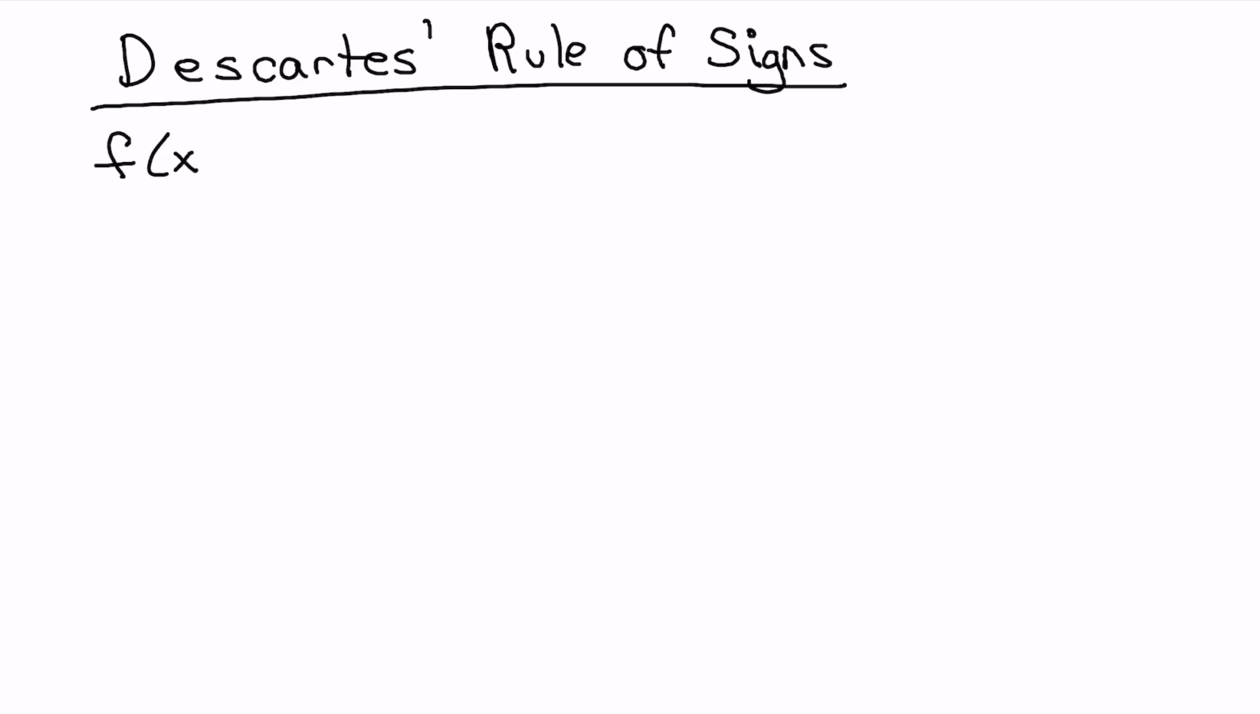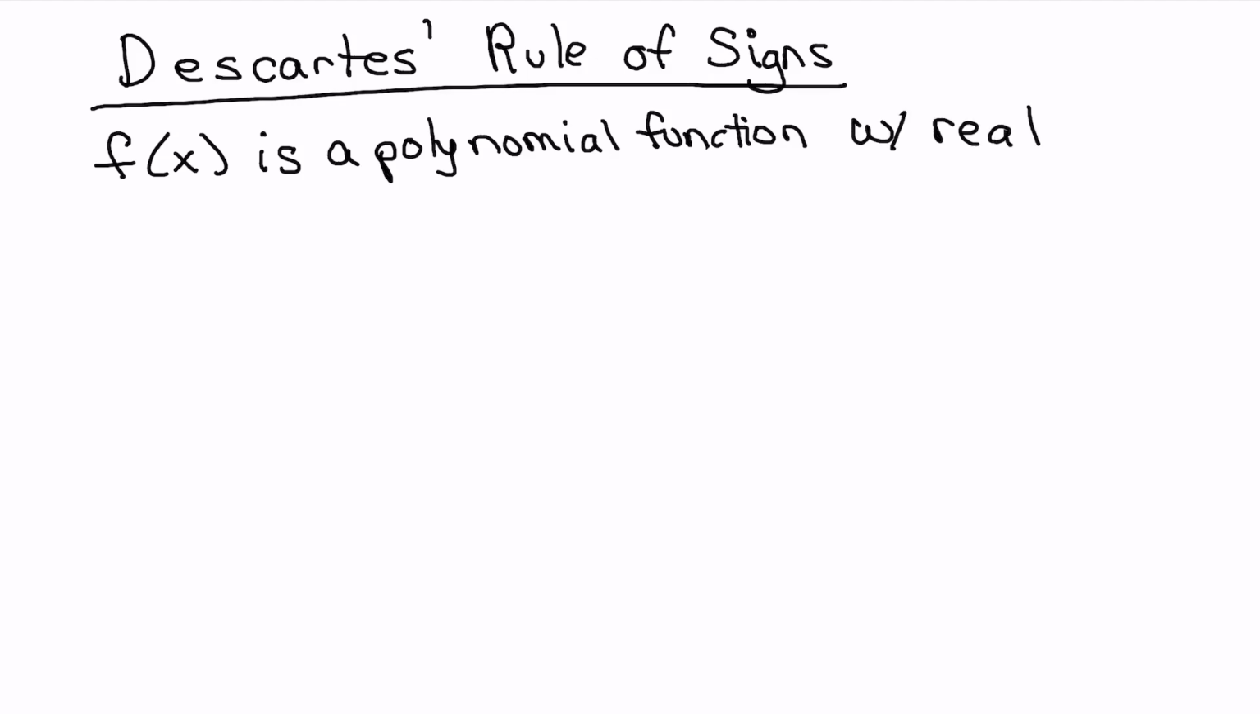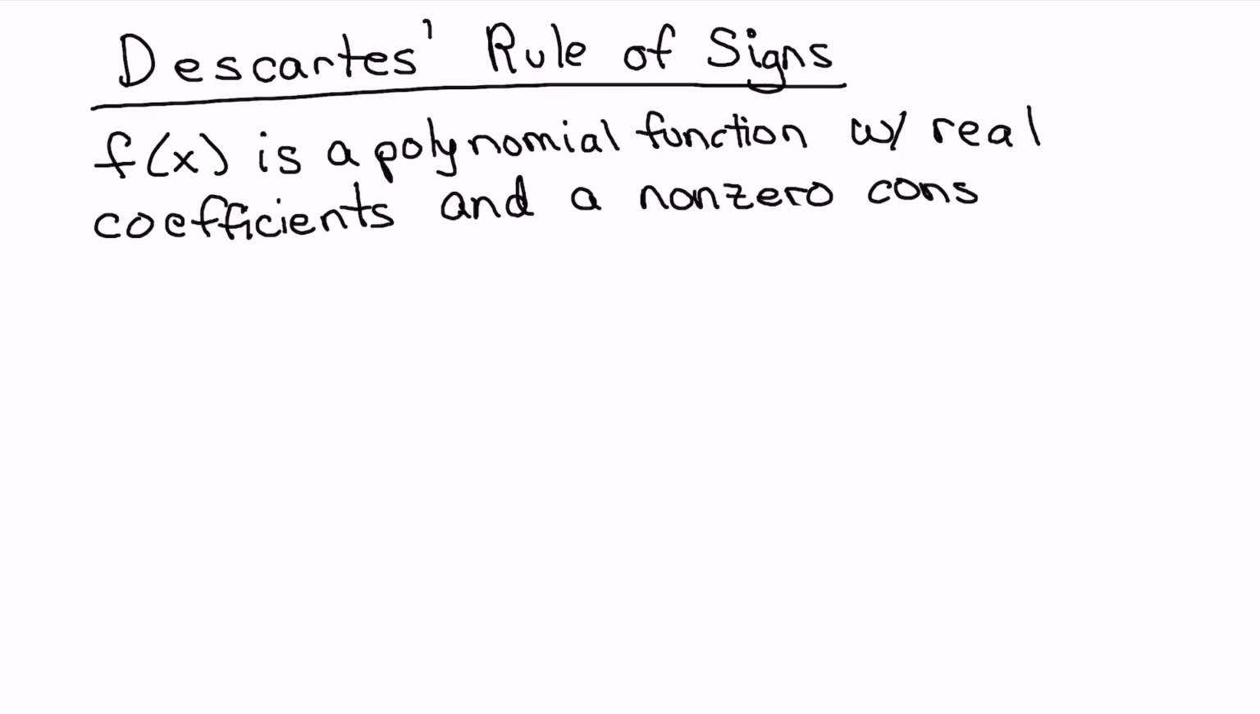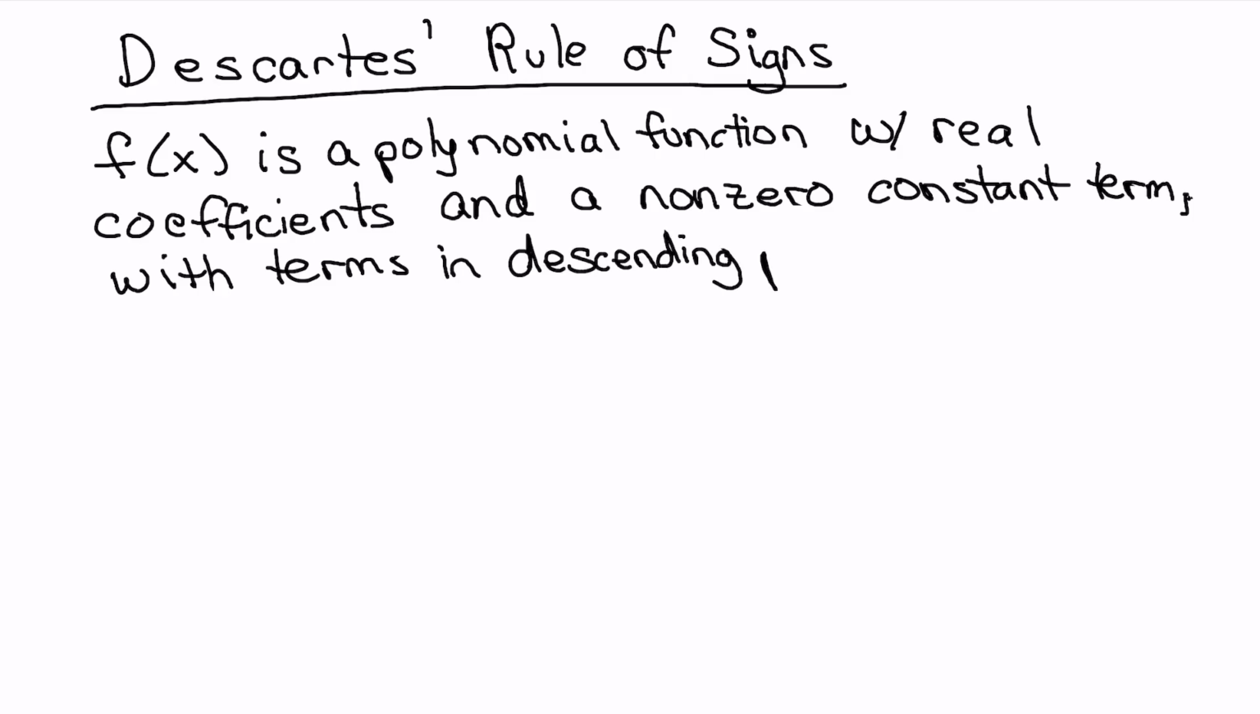Okay, so f of x is a polynomial function, again, with real coefficients. So we're back to real coefficients again. If you have non-real coefficients, this is not going to work. With real coefficients and a non-zero constant term. So you need a constant term down on the end there for this to work. And with terms in descending powers of x. So if it's a cubic, it needs to go from x cubed to x squared to x to constant term, something like that. It has to have real coefficients, a non-zero constant term, and it needs to be written in descending order.